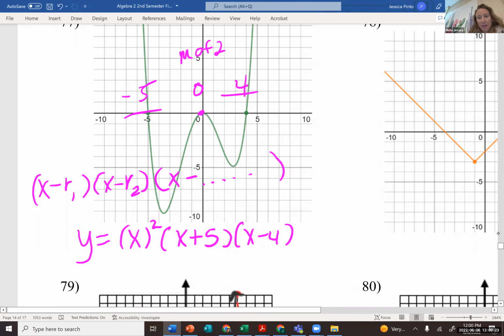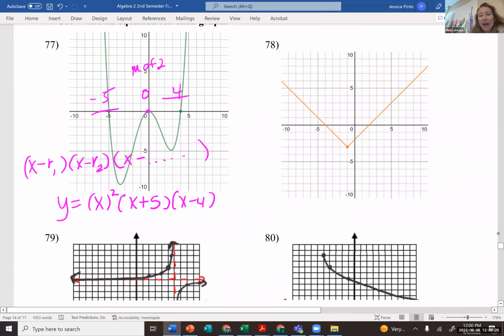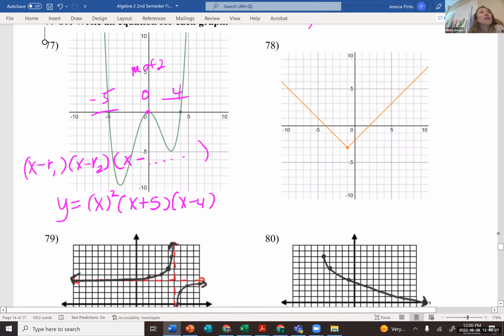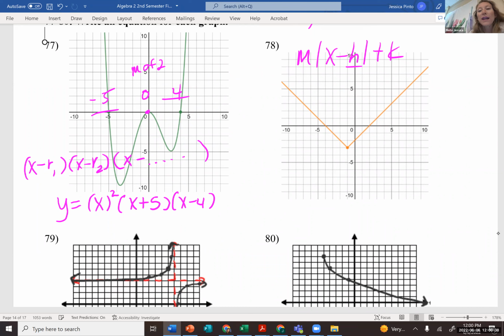Cool. Looking at number 78, I noticed that one is an absolute value graph. I can tell based on the shape being a V. So the form is m times the absolute value of x minus h, plus k, where h and k are the vertex. I was easily able to identify the vertex as -1, -3.